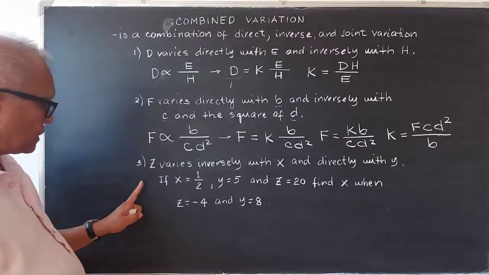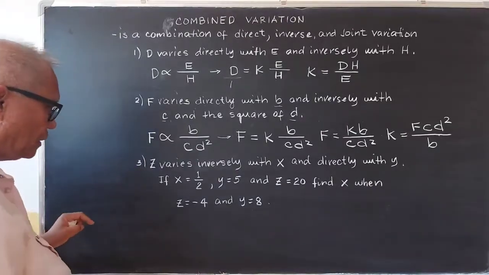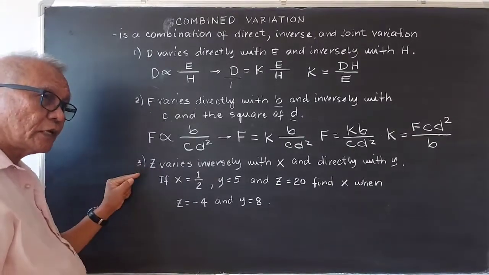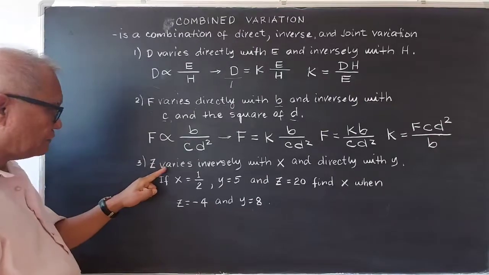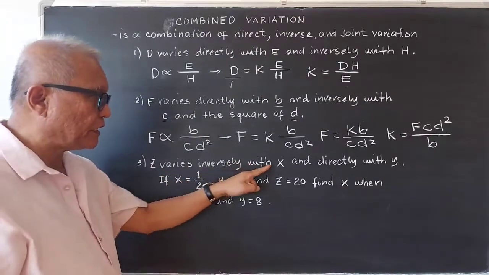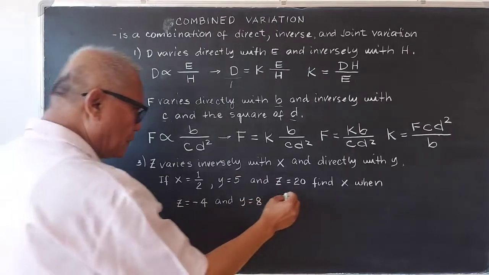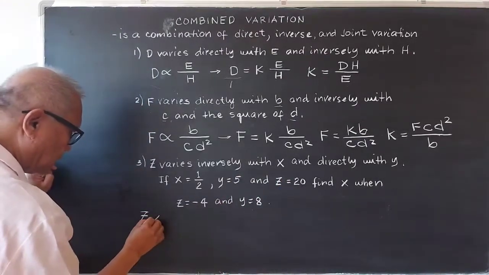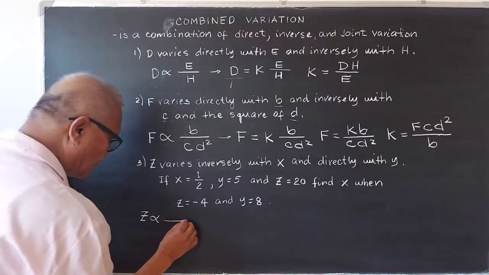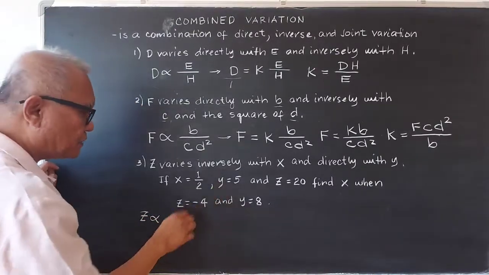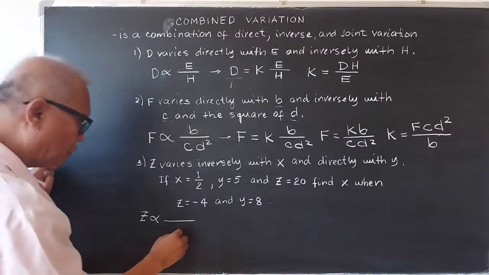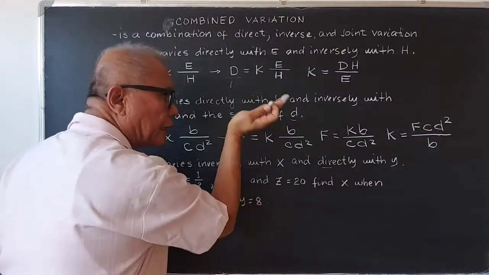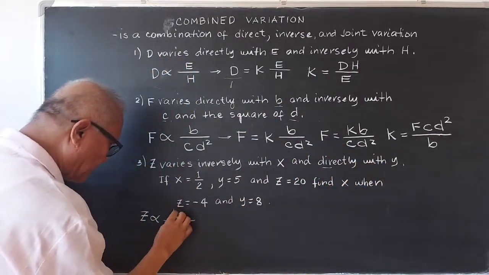Okay, let's solve number 3. So here class, we will form first our equation. But first, we write it in symbol. Z varies inversely with X. So here class is have Z here. Inversely means we are going to put it here. Now with X here. And directly with Y. So Y is up here.